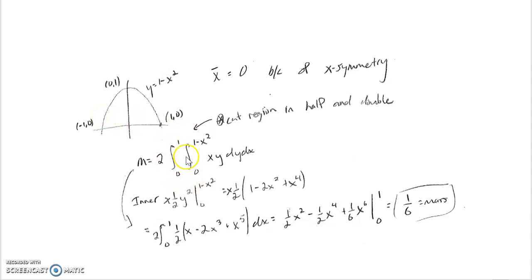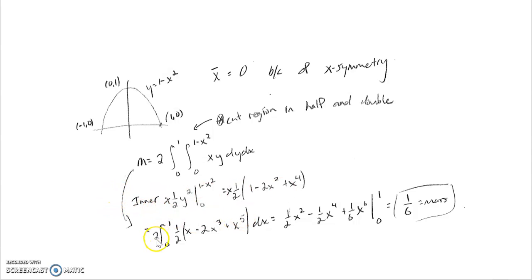So I do 2 times the integral from 0 to 1, and then the integral from the bottom to the parabola of xy dy dx. My integral is, let's see, we're integrating with respect to y. So it's x times 1/2 y squared, evaluated from 0 to 1 minus x squared. This is a y value, so that gives me x times 1/2. And then I get 1 minus x squared, squared, which is 1 minus 2x squared plus x to the 4th. It's FOILed. Careful with your negatives.